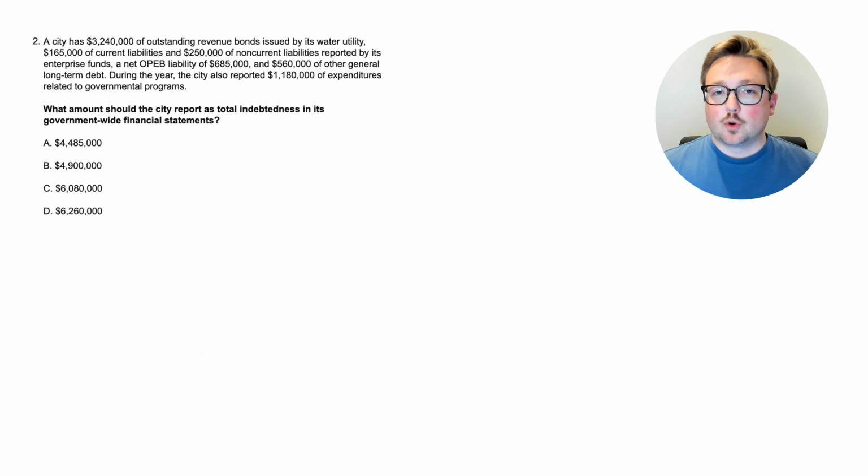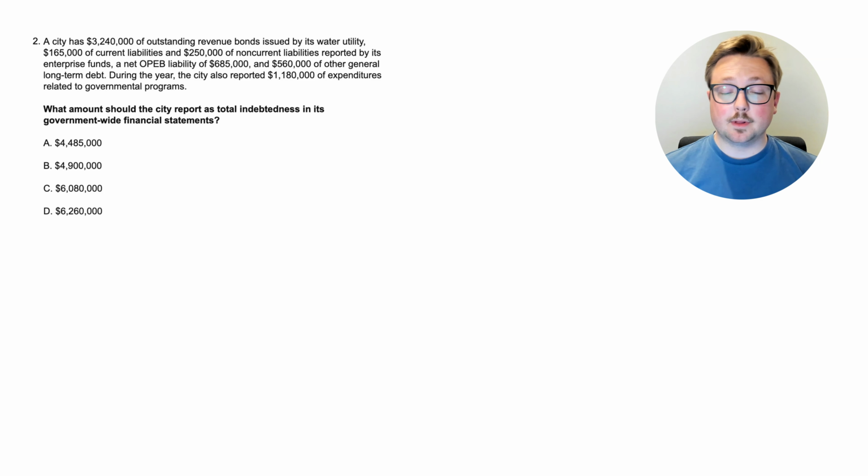All right, here we are at question 2. Again, reading the last sentence first. What amount should the city report as total indebtedness in its government-wide financial statements? And by the way, that's pretty much going to be the same question that we're asking throughout this entire video. It might not even be worth me reading it every time, but I probably will. That's pretty much the whole thing that we're figuring out throughout this video: how to calculate total indebtedness in different situations. Okay, let's go up to the top.